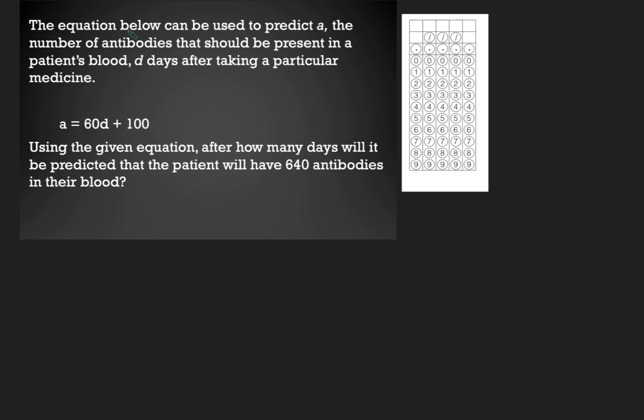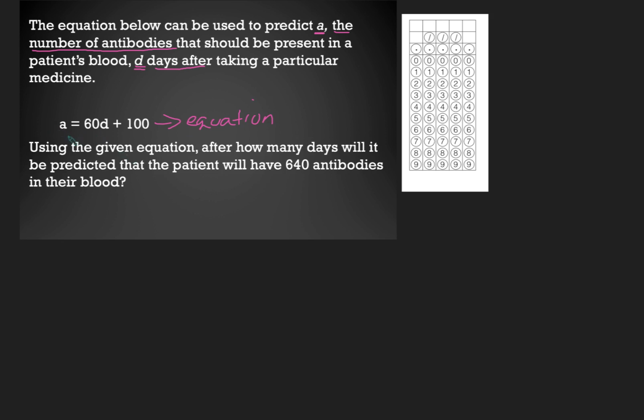It says the equation below can be used to predict A, and notice A has a comma, and then following, they're telling us what A is. And it's the number of antibodies. So the letter A, which is your variable, is representing the antibodies. And the D is representing the days after you've taken a particular medication. And this is our equation right here. Now notice in our equation we have two variables.